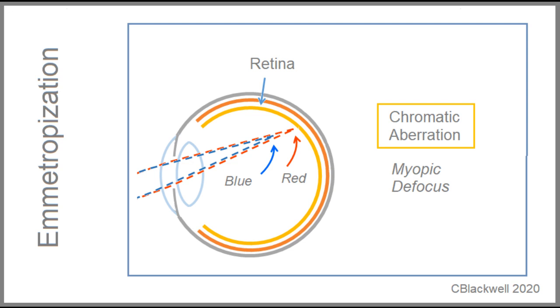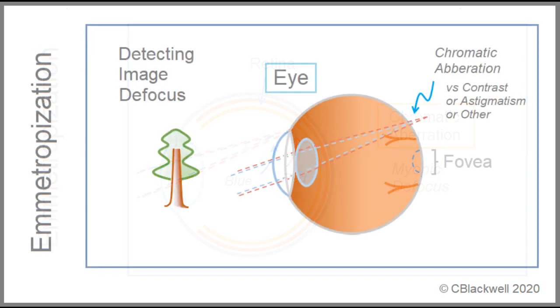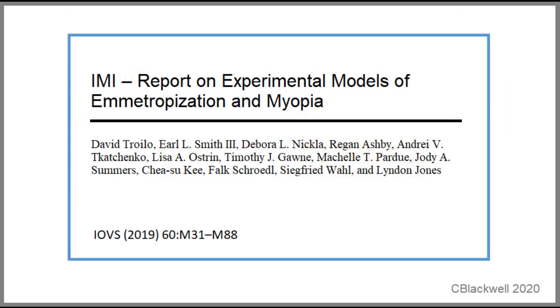There are questions about this. For example, there are plenty of red cones, but are there enough blue cones to execute this? There are theories based on other possible clues, for example, image contrast, astigmatism, and other higher order aberrations. If you are interested, this is an extensive review.